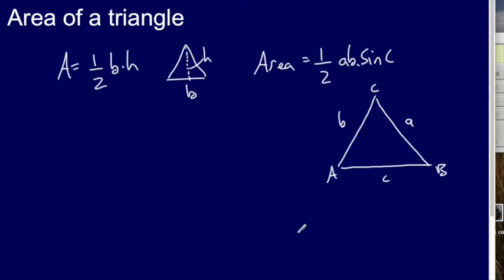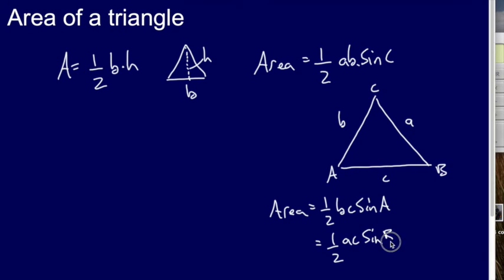There are a couple of ways to write this, though. You can also write the area of a triangle as 1/2 bc sine A, or you could also write it as 1/2 ac sine B. So if I said that it's bc sine A, I'm looking at b and c and the sine of the angle A. Or if I'm looking at ac sine B, I'm looking at a, c, and sine of B.